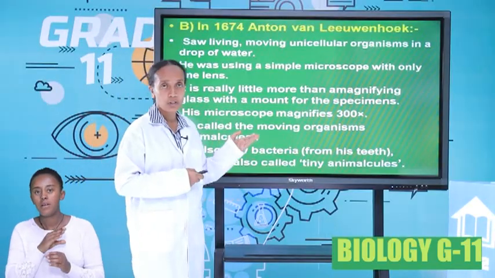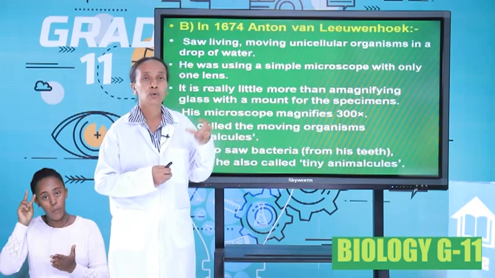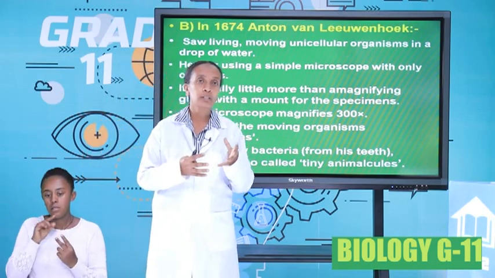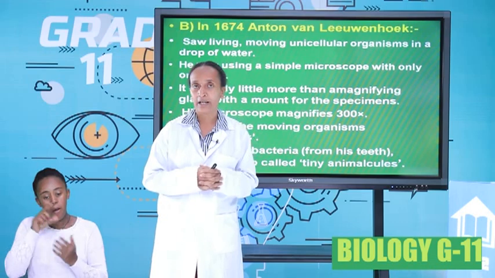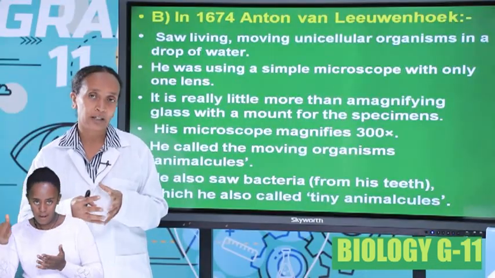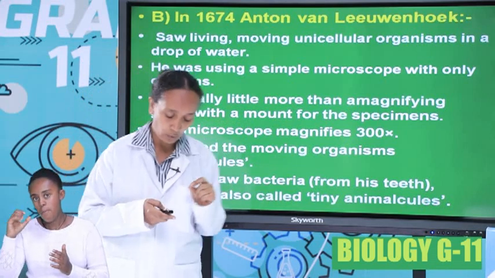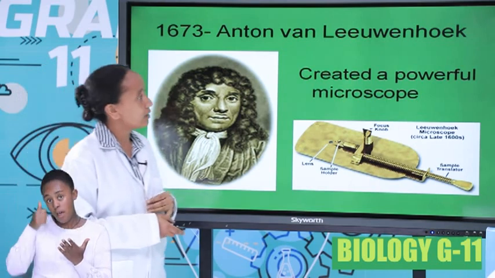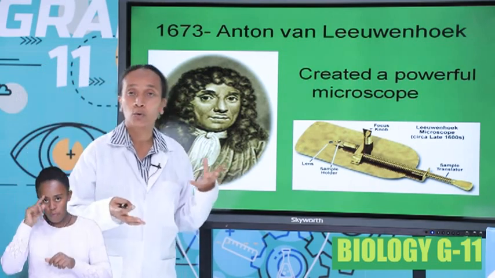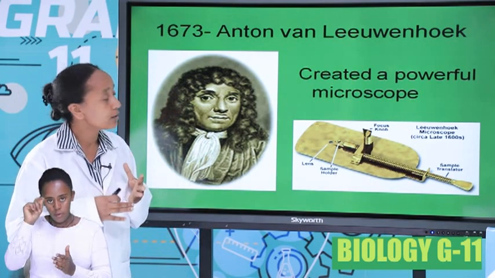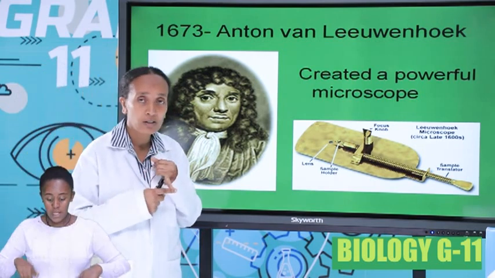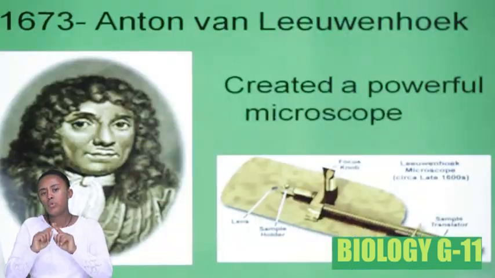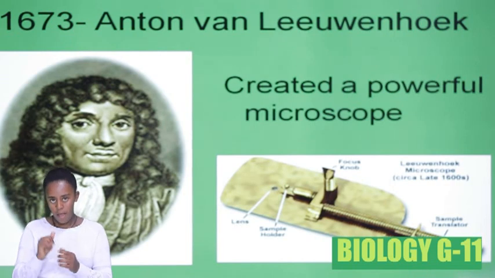In addition to this, Anton van Leeuwenhoek took a sample from his mouth, and he observed bacterial cells, and finally he called these bacterial cells animalcules. Anton van Leeuwenhoek's contribution for the development of cell theory is that he was the first to observe living cells, and secondly, he showed different types of cells by his simple microscope.